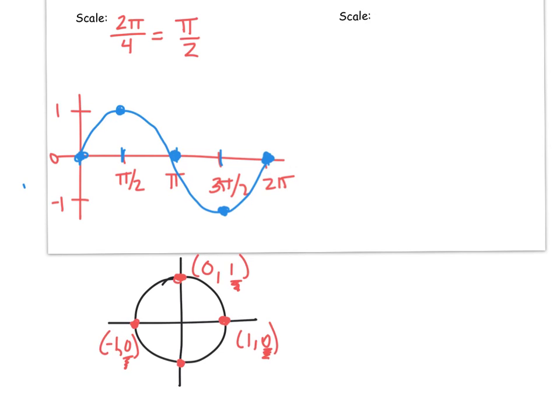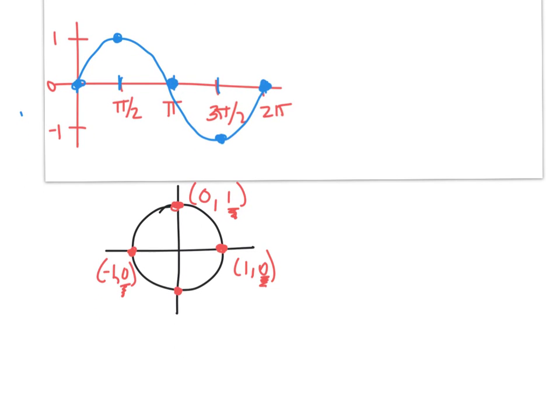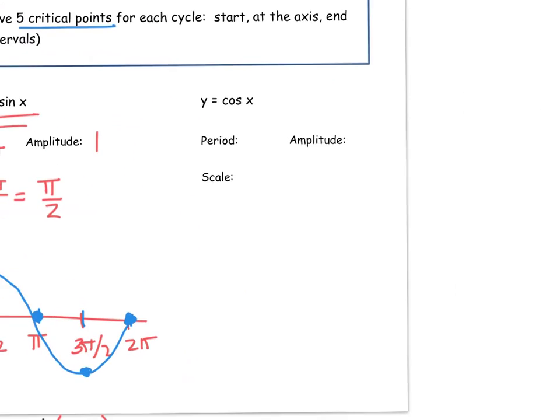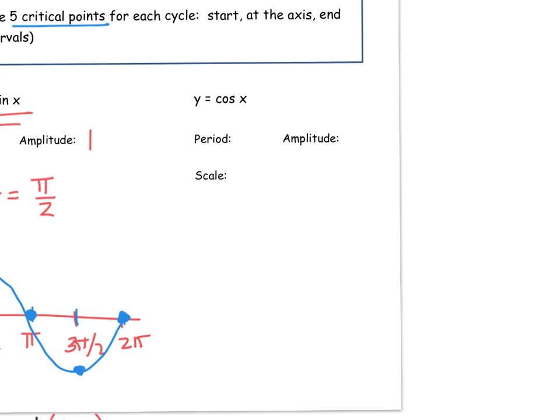At 3 pi over 2, it's going to be 0, -1. So our y value is at -1. And then we end at 2 pi, which is 0 again. Okay? All right, so that's sine. Now let's talk about cosine.